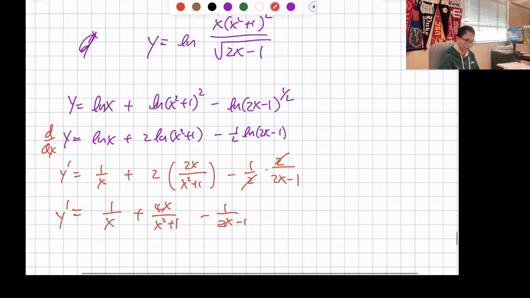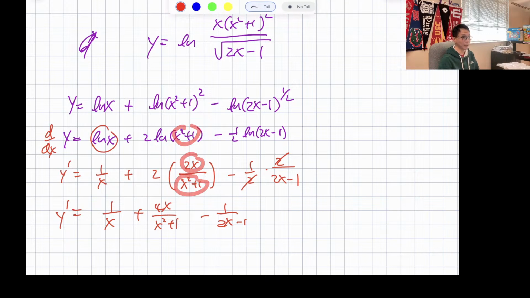Okay, so you know natural log of x is 1 over x, right? This is a u, so it'd be u prime over u. So derivative of x squared plus 1 is 2x. U is on the bottom. There's no more natural log. Oh, it's u prime over u. That makes sense. And same thing this one, 2x minus 1. Derivative of 2x is 2, and 2x minus 1.